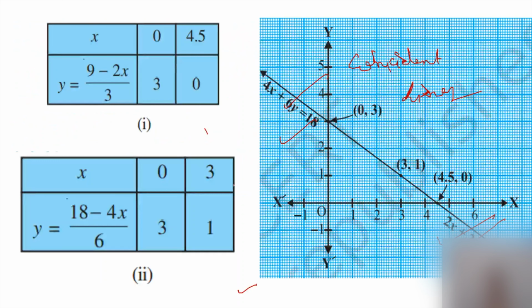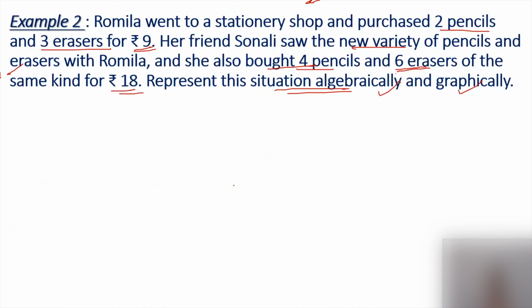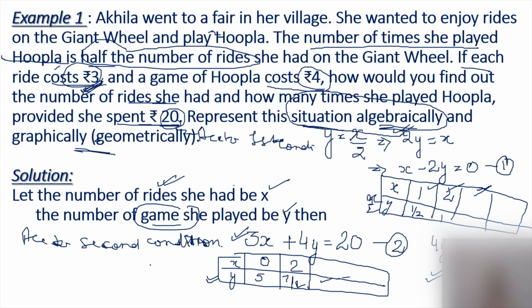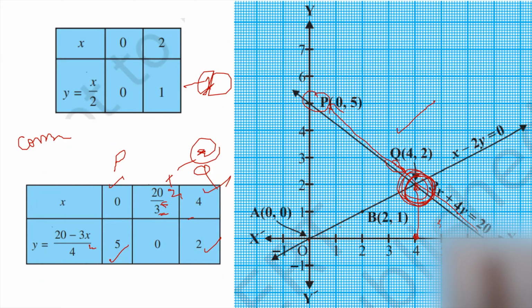Let's try to establish the relation between these. Let me change the color of the pen to observe these things. Very first we can observe that x minus 2y is equal to 0 is one of the equations, and the second equation is 3x plus 4y is equal to 20. And in this case we got a unique solution, a single point, intersecting kind of lines.